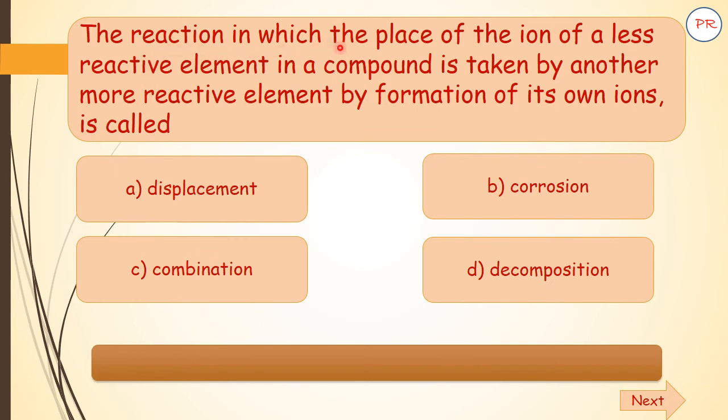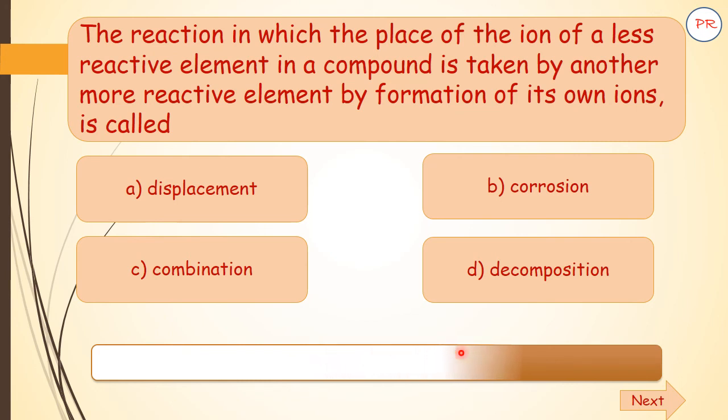The reaction in which the place of the ion of a less reactive element in a compound is taken by another more reactive element by formation of its own ion is called A. Displacement, B. Corrosion, C. Combination, D. Decomposition. Here is your time. And the correct answer is A.